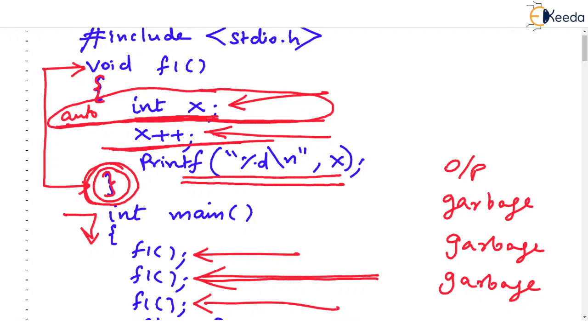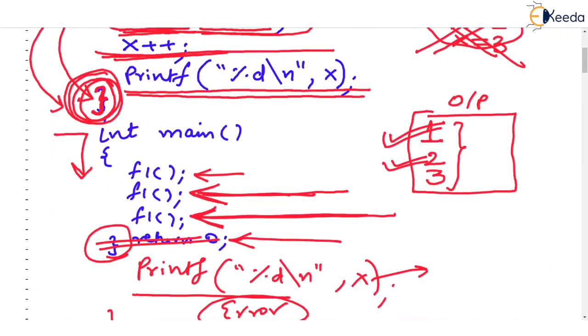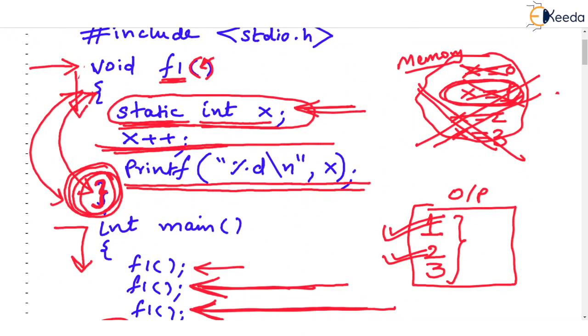But you saw how this static variable, static int x, which was declared inside the scope, was created only once, and you can use it again when you re-enter that scope. I hope I have spoken enough about the static variable.